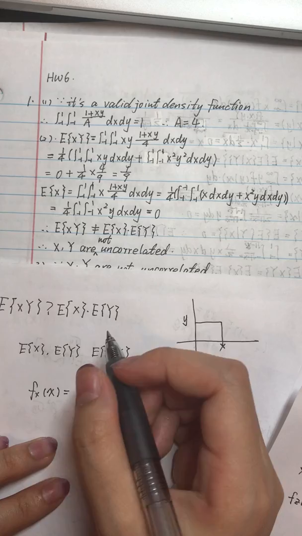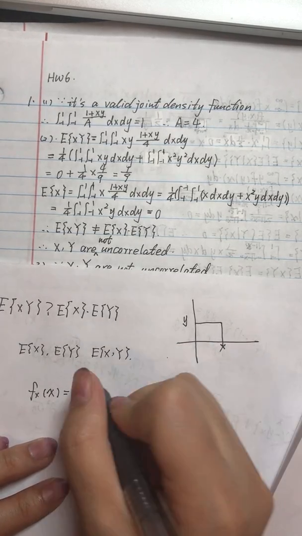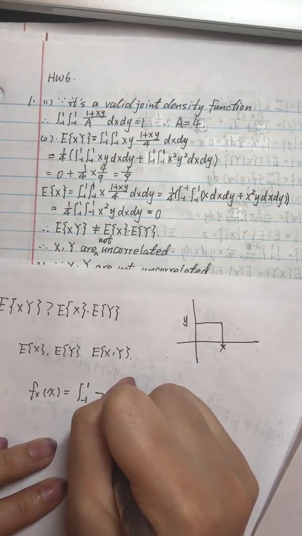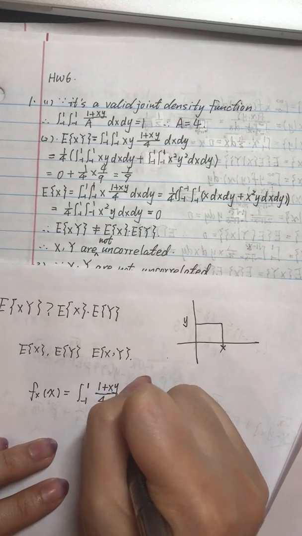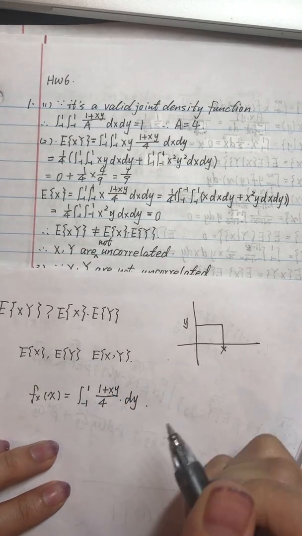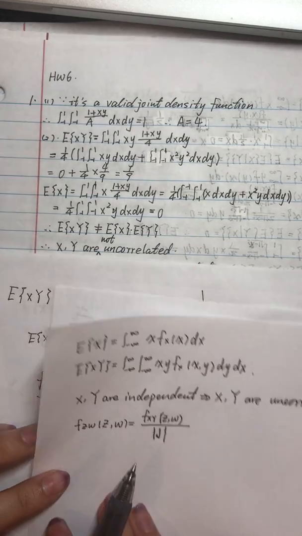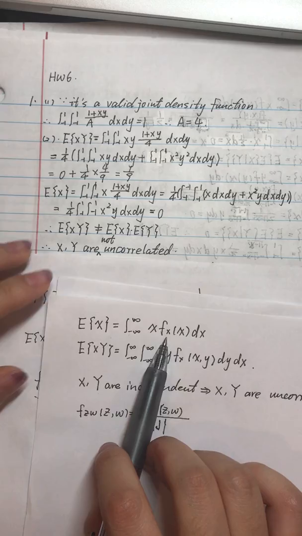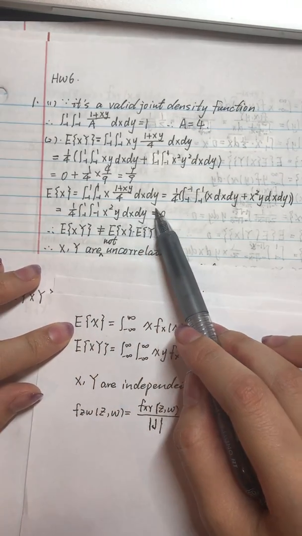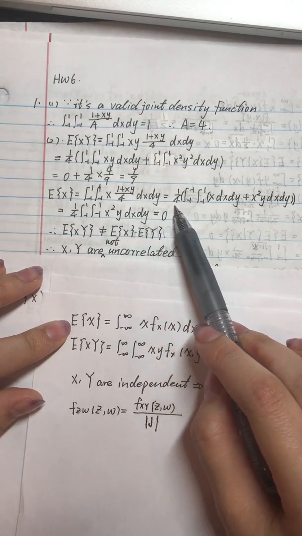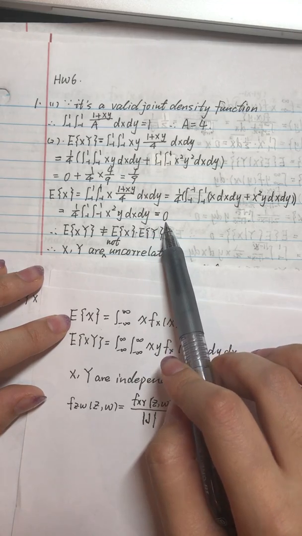And this one equals the integral from -1 to 1 of 4xy dy. After we calculate this, we can put it into this formula, and we can get E[X] equals this one, and finally it equals 0.